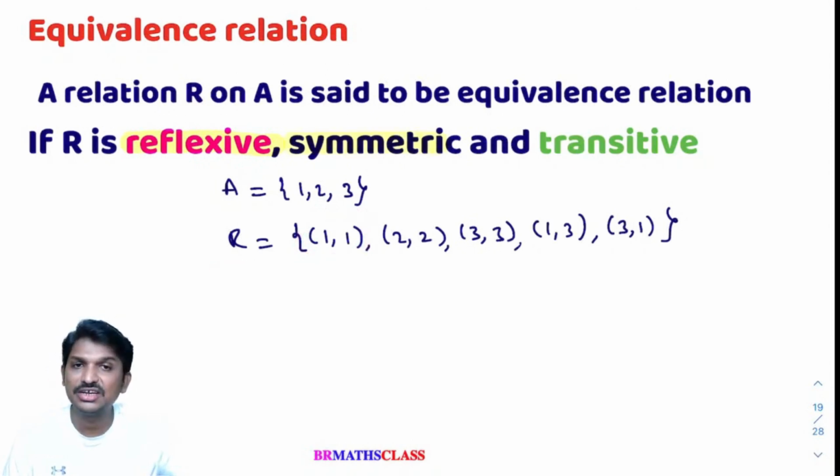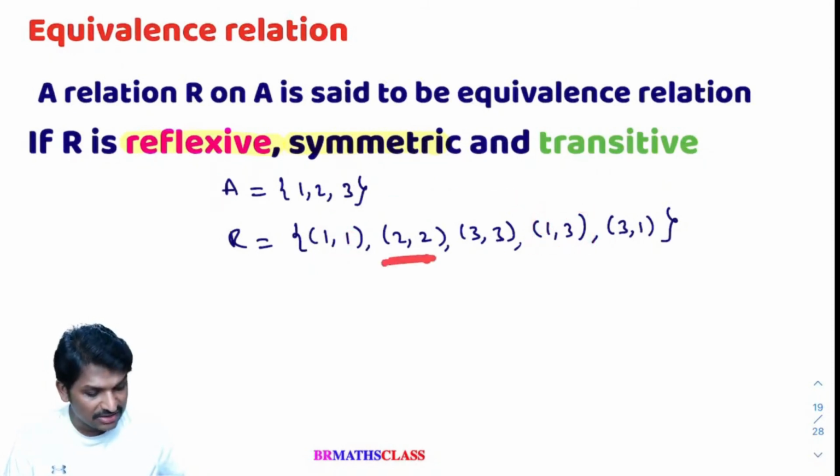Okay. This relation is reflexive, this relation is symmetric. Now I need to check, is this relation transitive or not? How to check? Here 1 comma 1. Any other starting with 1? Yes, 1 comma 3. 1 comma 1, 1 comma 3. What is x comma z? 1 comma 3. Look here, 1 comma 3 belongs to this relation.